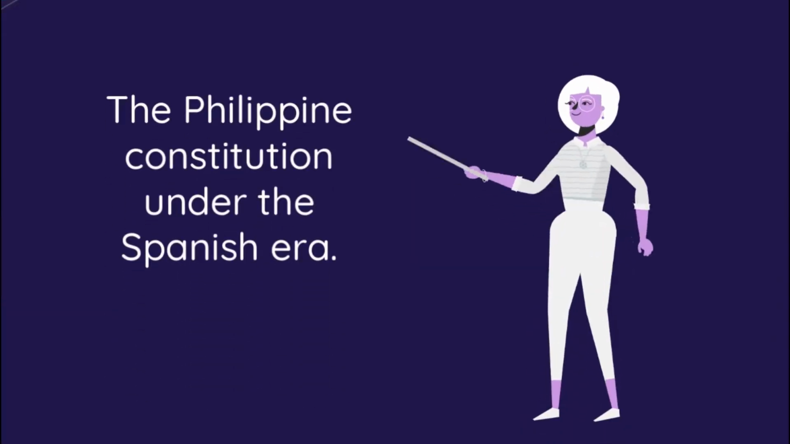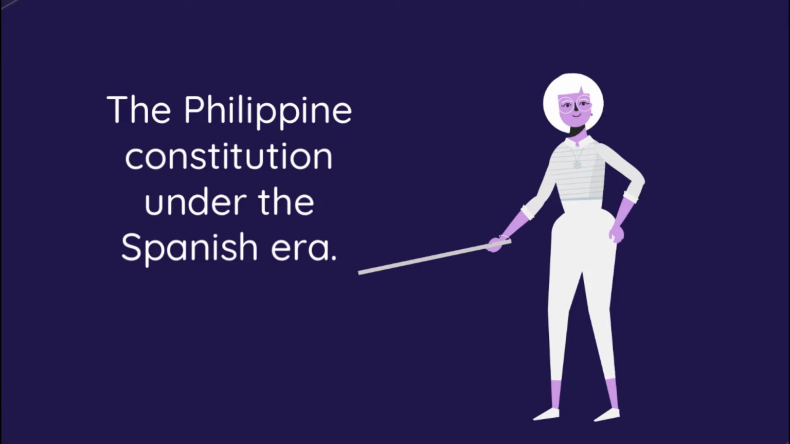So let us begin with the Philippine Constitution under the Spanish era. The Katipunan's revolution led to the Tejeros Convention at San Francisco de Malabon, Cavite on March 22, 1897. The first presidential and vice presidential elections in Philippine history were held, although only Katipuneros, vice members of the Katipunan, were able to take part and not the general populace.